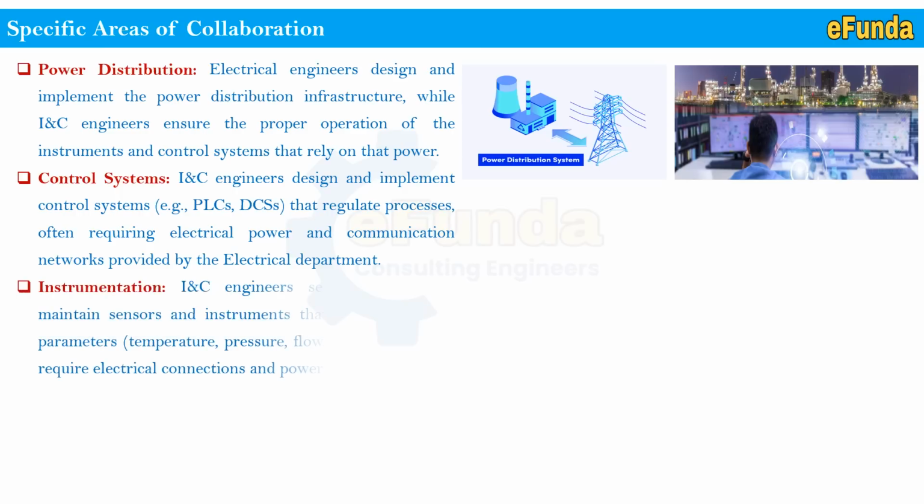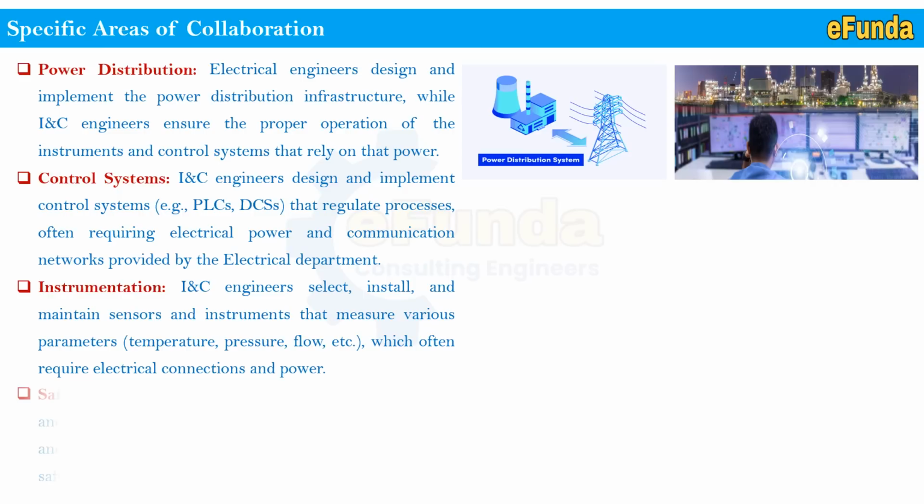Third, instrumentation. IC engineers select, install and maintain the sensors and instruments that measure various parameters such as temperature, pressure, flow, level, etc., which often require electrical connections and power. One can refer to the same picture where in the background one can see the plant where various lighting systems are provided for visibility purposes. Also the power is being used for powering the devices, equipment and instruments, where the operator can see the interface between plant and the operator on the screen.